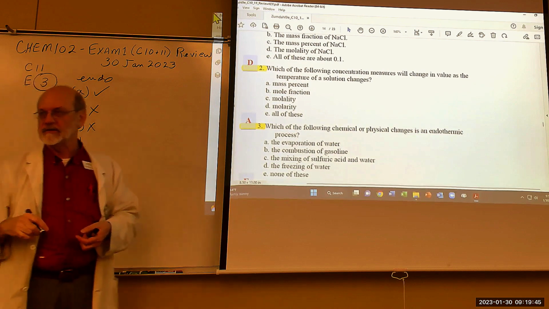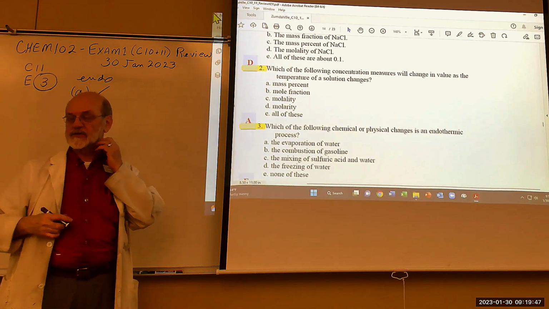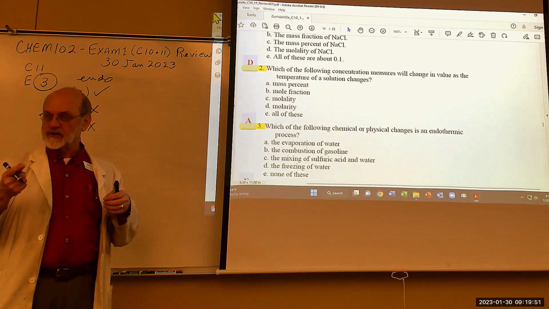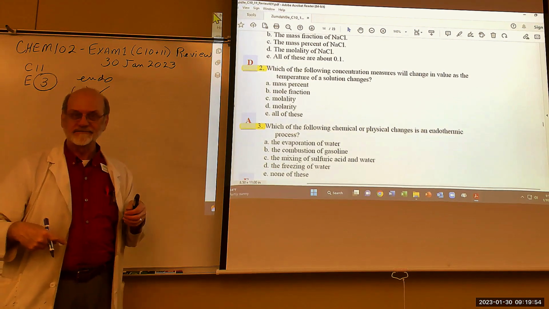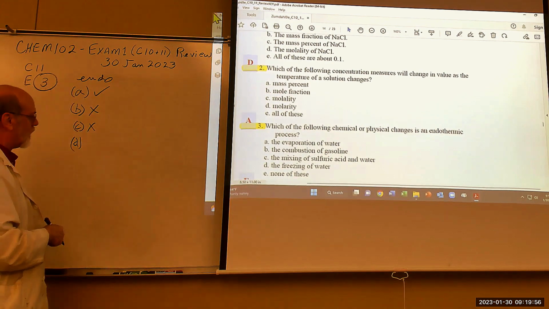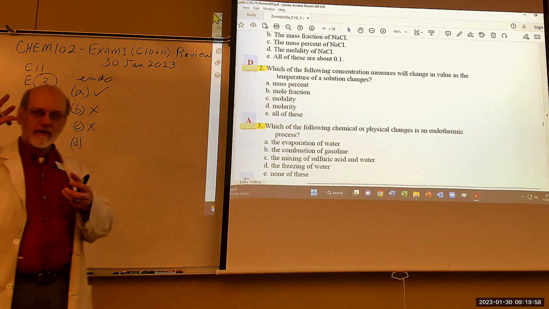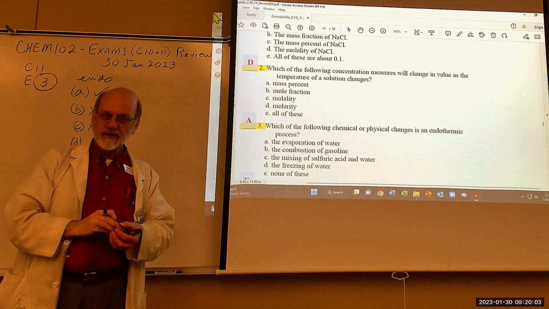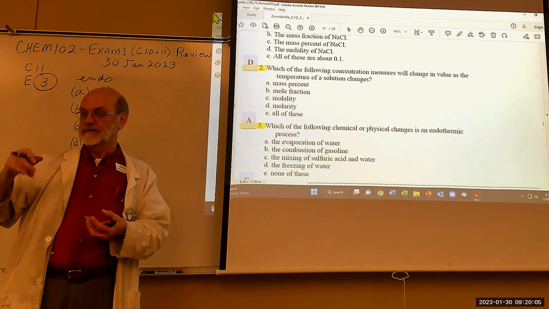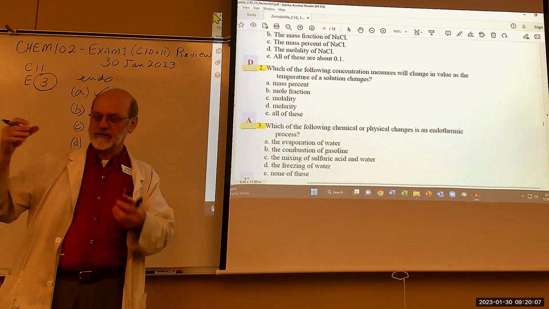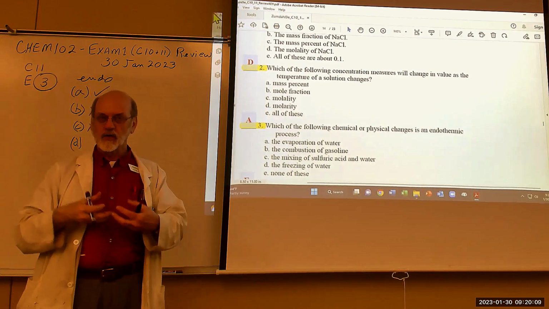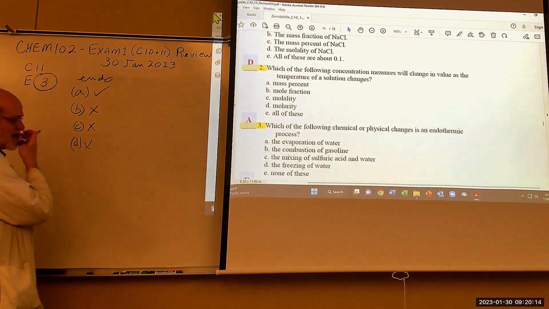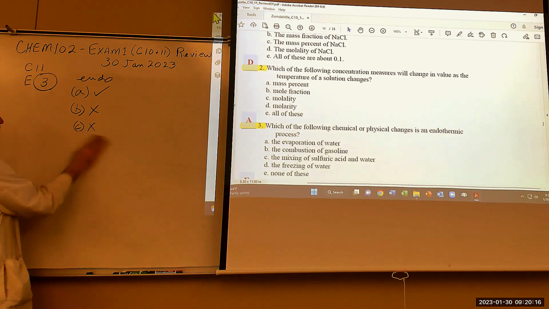That works for bases too. If you have a concentrated solution of sodium hydroxide and you want to dilute it, you add sodium hydroxide to water. Freezing of water. When you go from less ordered to more ordered, you have to give up energy in order to get those molecules closer together and lower their energy state. They have to give up energy. That's exothermic. All right, so A is the answer.